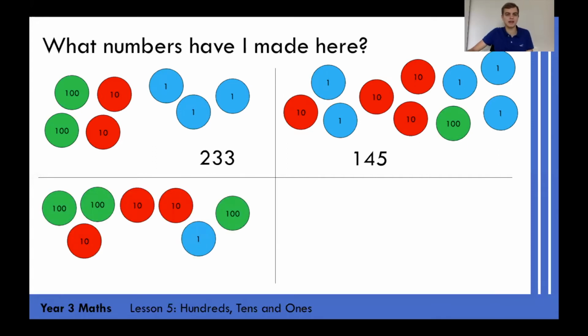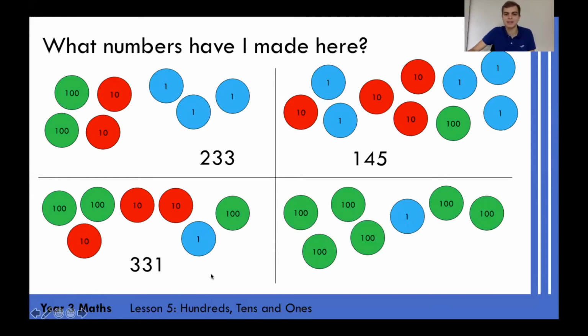Okay, so how many hundreds? How many tens? And how many ones counters have I got? And what number does that make all together? Well done. I've got 300s. 1, 2, 3. I've got 3 tens. 1, 2, 3. And I've got 1 one. So my number is 331. Fantastic. Last one then. Okay. Tried to catch you out on this one.